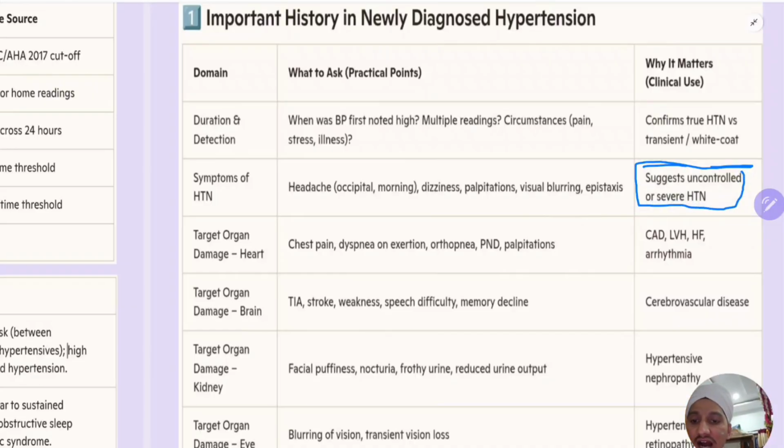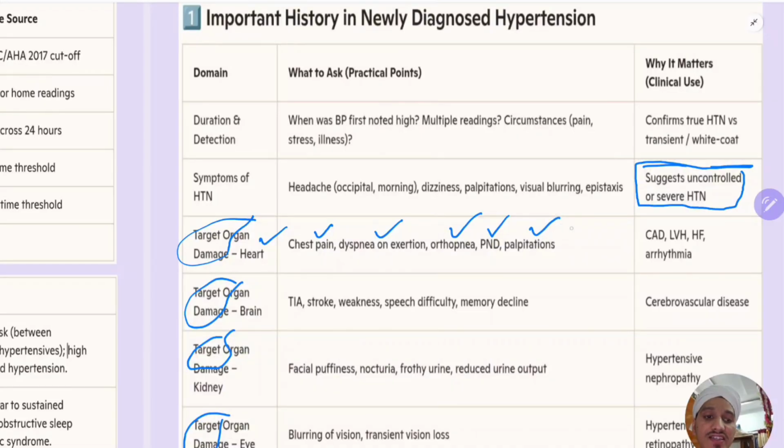Now ask the symptoms of target organ damage. There are 4 important organs which we have discussed. For the heart, you should ask about chest pain, dyspnea on exertion, orthopnea, paroxysmal nocturnal dyspnea and palpitation. If these are present, they can suggest coronary artery disease, LVH, heart failure and arrhythmia, AF particularly.